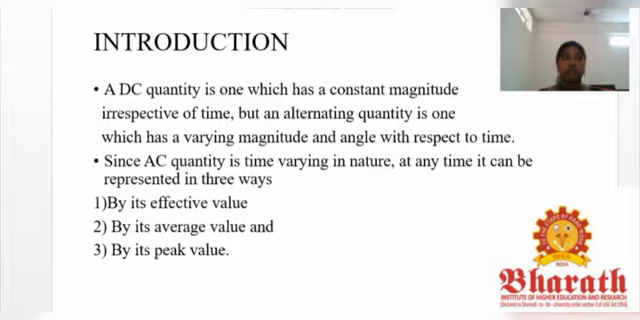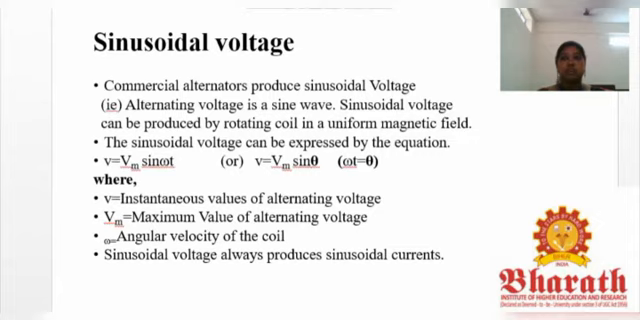Because of this varying nature, we represent the AC quantity in three ways: as an effective value, as an average value, and by its peak value. Three ways of representation: effective value, average value, and peak value. First we are going to represent the alternating voltage and current in a particular form of equation. So first we are going to see sinusoidal voltage.